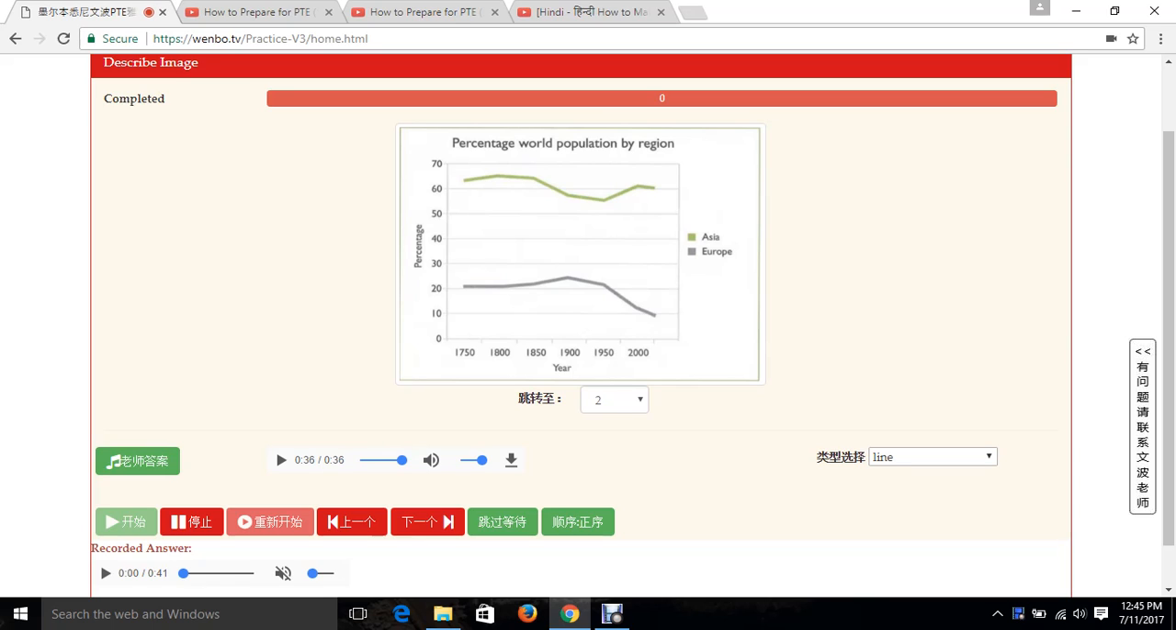Mostly the graphs which you'll get will be comparison graphs, and we have to keep in mind whether it is a bar graph, line graph, or pie chart. These are the various variations which you are likely to get in PTE: bar graph, pie chart, line, flow, map, picture, or table. So we are practicing today about a line graph.